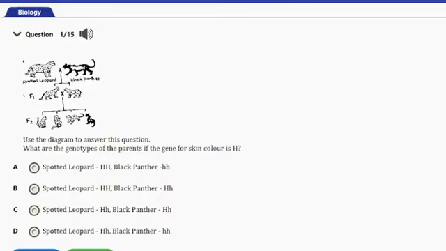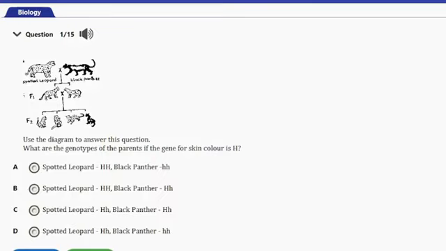So we have options. A, spotted leopard is homozygous dominant H, and then black panther is homozygous recessive H. B, spotted leopard is homozygous dominant H, and then the black panther is heterozygous H. And then option C, spotted leopard is heterozygous H, black panther is also heterozygous. Option D, spotted leopard is heterozygous H, while black panther is homozygous recessive H.